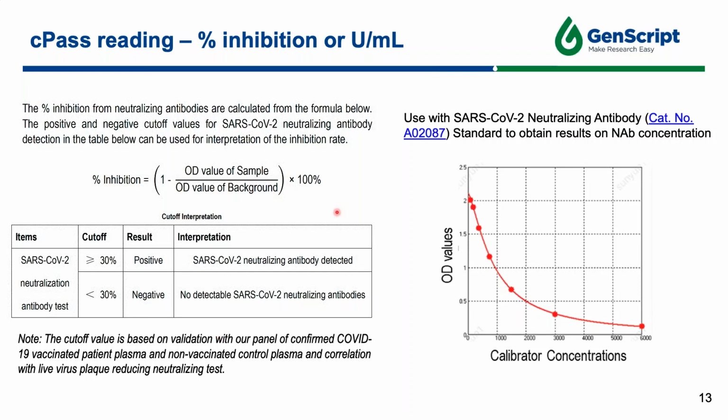Alternatively, the user can also choose to use the neutralizing antibody standard to obtain results on the neutralizing antibody concentration. As shown here, you can obtain the standard curve using the calibrator and interpolate the concentration for your sample based on their OD value.